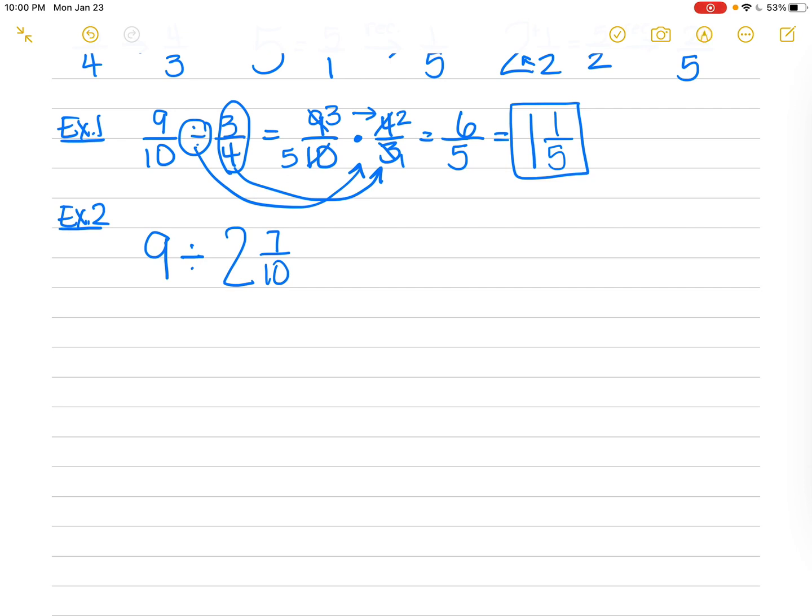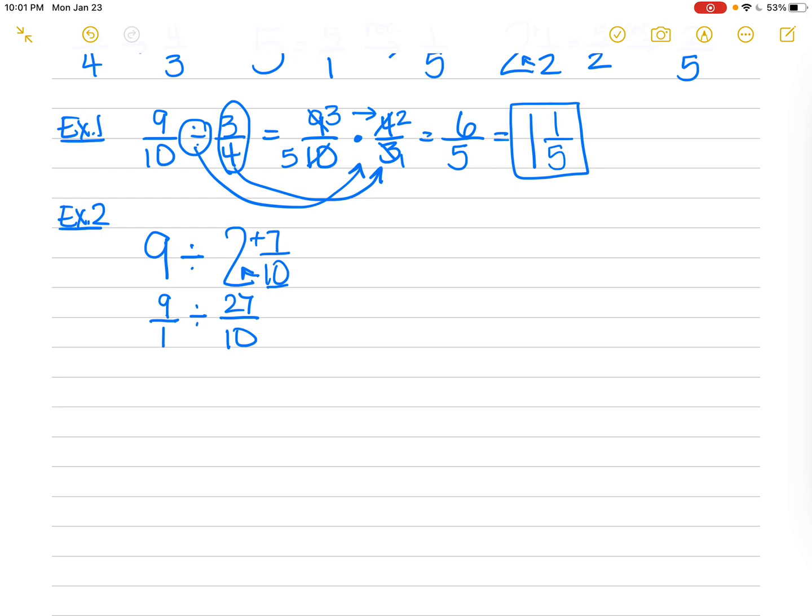First, when we're multiplying or dividing fractions or mixed numbers, we need to change them into fractions. So this is going to be 9/1. I'm just going to keep it divide for now because I want to do a step at a time. Then we're going to change this one into an improper fraction. To do that, we do 10 times 2 is 20, plus 7 is 27, all over 10. We keep the denominator the same.